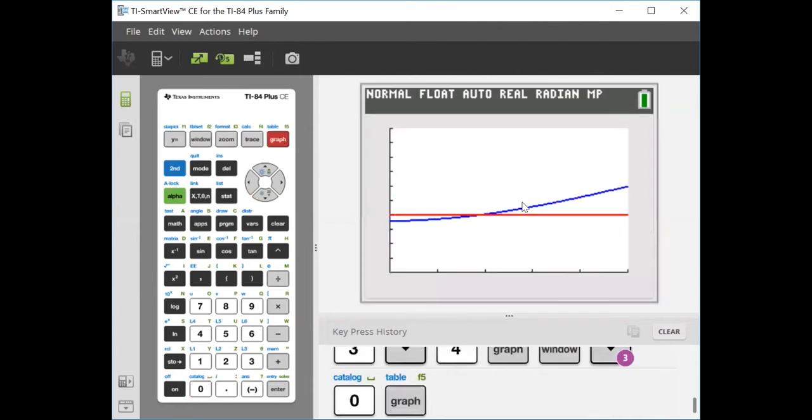As you see, the blue curve is the curve of the square root of x to the 4th plus 22 x to the 3rd plus 13. The red line is the line y equals 4. These two graphs intersect at about 0.4 something, or close to 0.4.